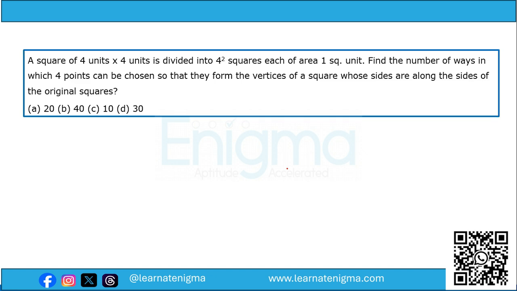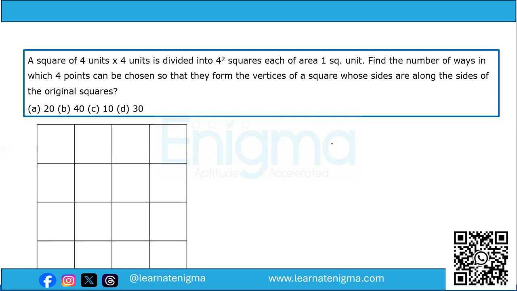Now, we can draw a figure like this according to the given data. So we can see that we have divided the 4 units by 4 units into 4 raised to 2 squares, that is 16 squares, each of area 1 square unit. So we can see here 1, 2, 3, 4, 5, 6, 7, 8, 9, 10, 11, 12, 13, 14, 15, and 16 squares are there.